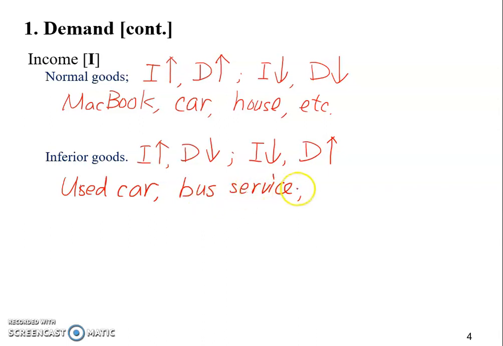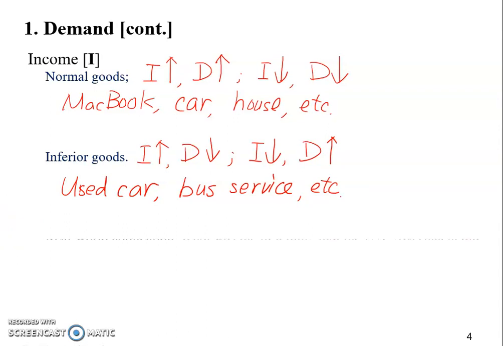All right, and other examples could be ramen noodles, okay, fast food. When we have a higher income, we would like to eat healthy, so we're gonna stay away from fast food or ramen noodles. Okay, so you can definitely come up with your own examples. I bet you can have a lot of interesting examples.